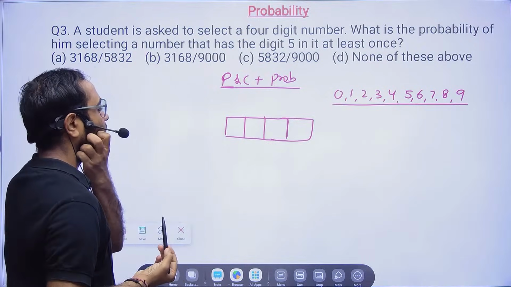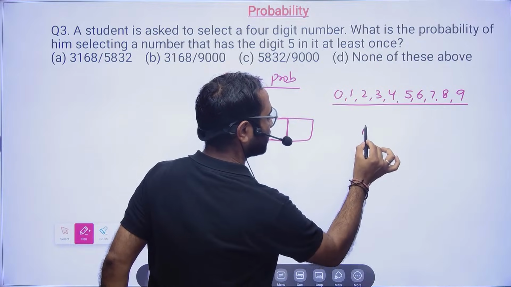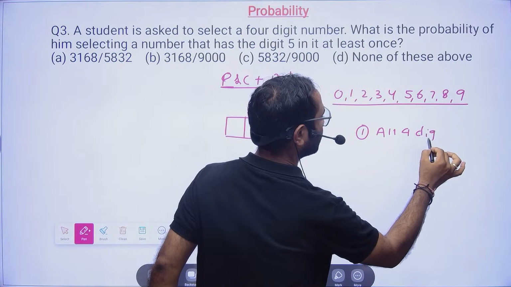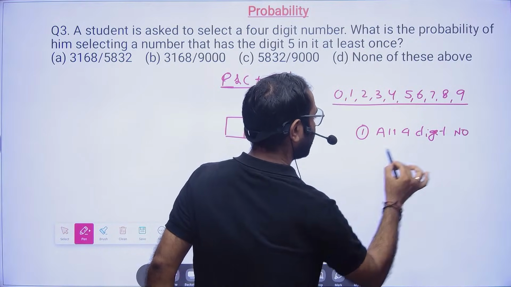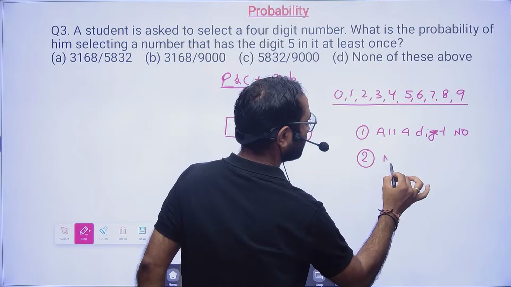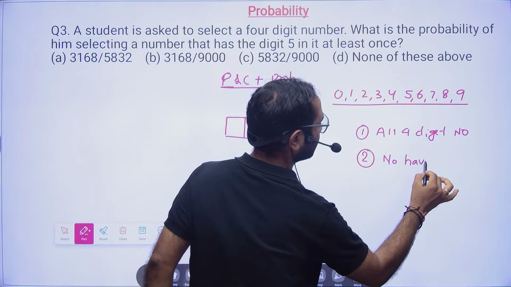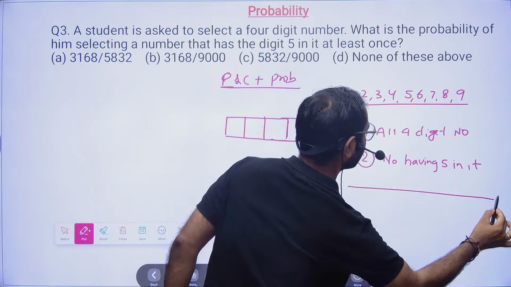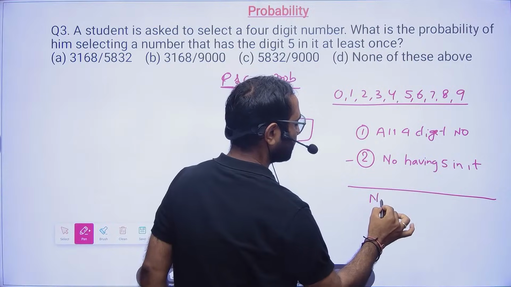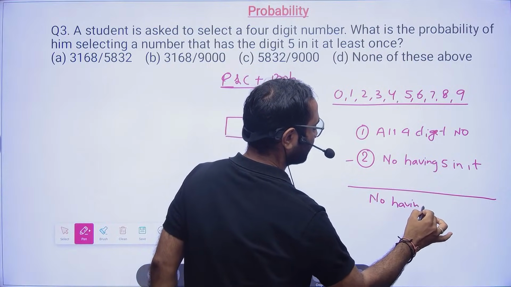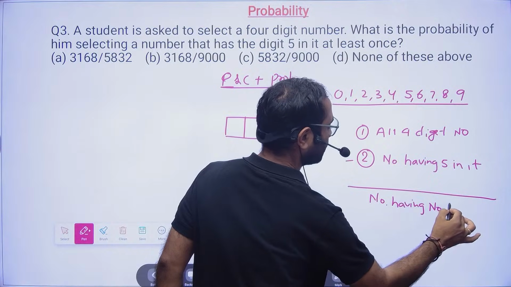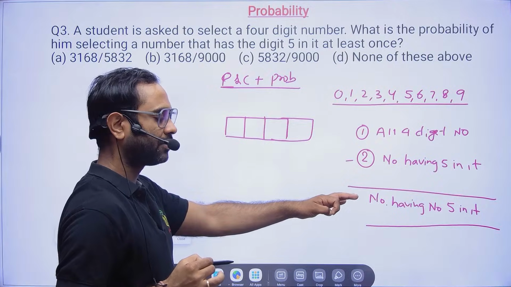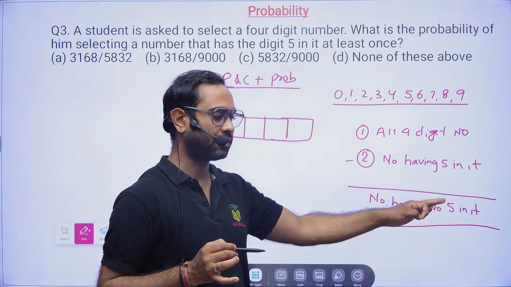So first, what is my approach? I will find all 4-digit numbers, and then I will find numbers having 5 in it, and then I will subtract. So what will I get? Numbers having no 5 in it. Simple, right? So this is the concept, you have to use it everywhere.